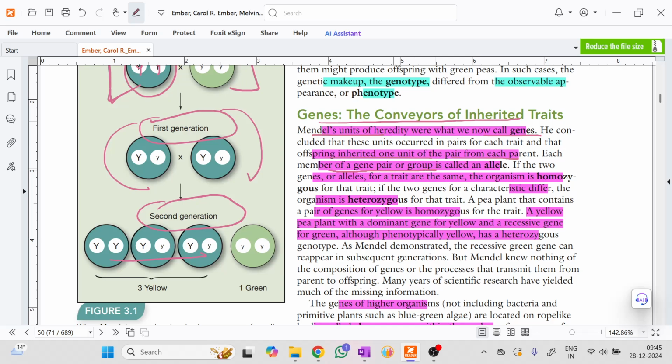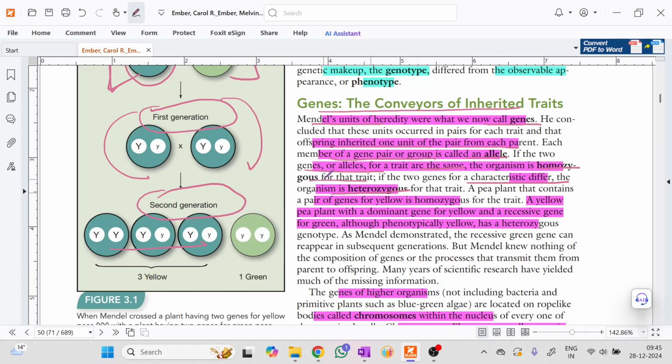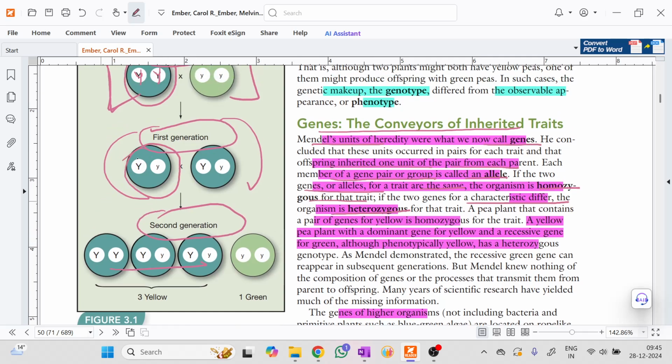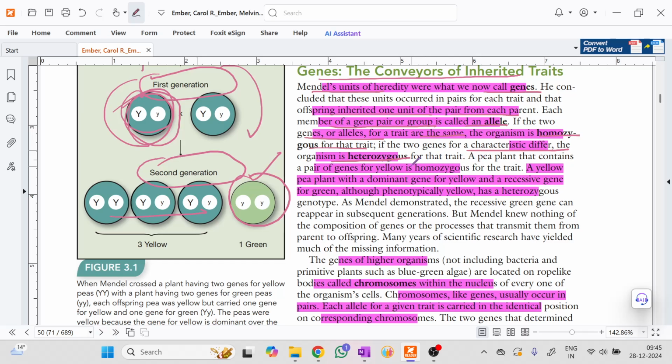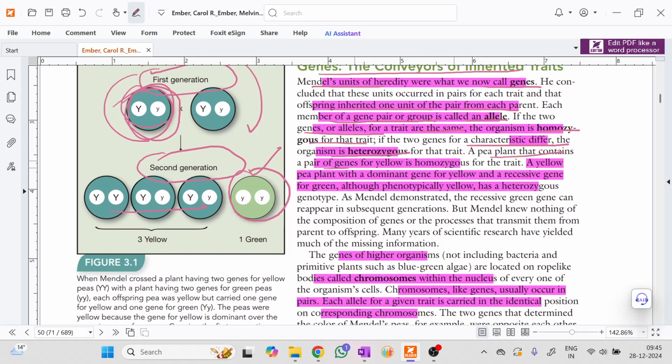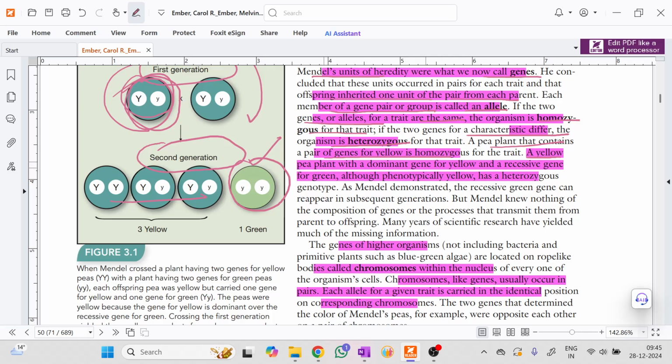So each member of a gene pair is called an allele, and if two genes or alleles are the same, it is known as homozygous, and if they differ, it is known as heterozygous. This pair here has been derived from their parents, one from father, one from mother. So if this composition is similar, it is homozygous. If it is different, it is heterozygous. A pea plant that contains a pair of genes for yellow is homozygous for this trait, and a yellow pea plant with a dominant gene for yellow and a recessive one is heterozygous.